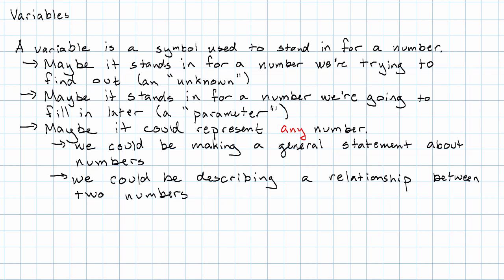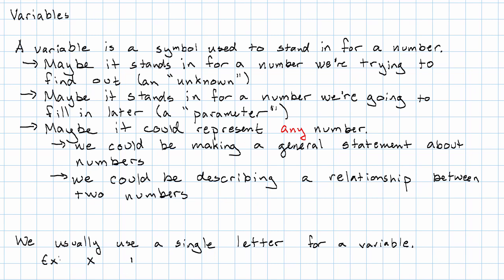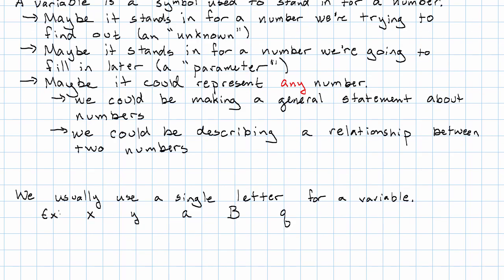Okay, so what does a variable actually look like? Usually, pretty much always in math class, we use a single letter for a variable. So for example, the letter X is very common. The letter Y is also common, but we're not limited to those. We could use the letter A. We could use a capital B. We could use the letter Q, and so on. A quick note on handwriting. Make sure that in your handwriting, these two letters are easy to tell apart.